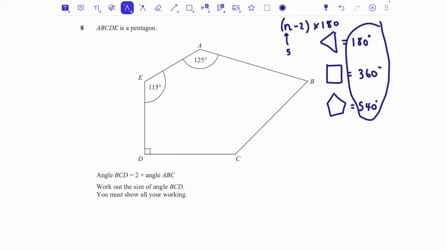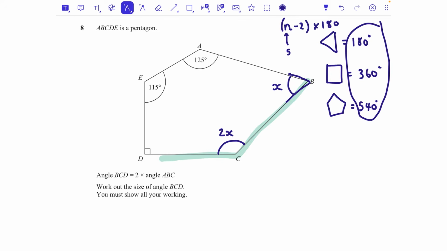It says angle BCD. Now BCD is that angle there. So it's the angle that's made when you go from B to C to D is double angle ABC, and ABC is that angle there. So this one I'm going to call it X, this one I'm going to call it 2X. If this angle is double this one. Work out the size of angle BCD, so that's the bigger one. You must show all your working.